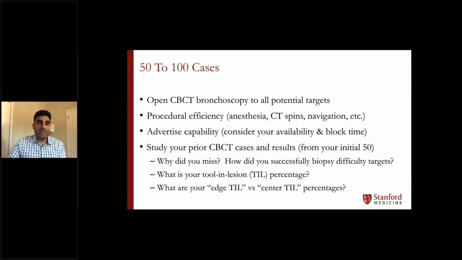And then what I really did with our team here is we studied our prior cone beam cases from our initial 50. Why did I miss when I missed? How did I successfully biopsy difficult targets? What were some tricks that I learned? Looking back at our tool and lesion percentage, and then what were our edge tool and lesion versus center tool and lesion? Because there's a lot of data emerging that if you're on the edge versus center, there could be a difference in your diagnostic yield. So really, it was more of a self-reflection time here of how can we do better? What have we learned now that we have a lot of experience?